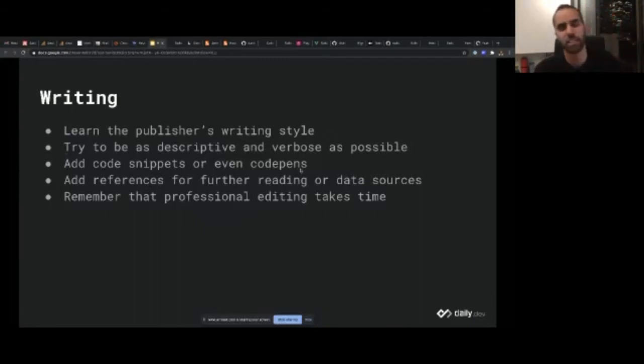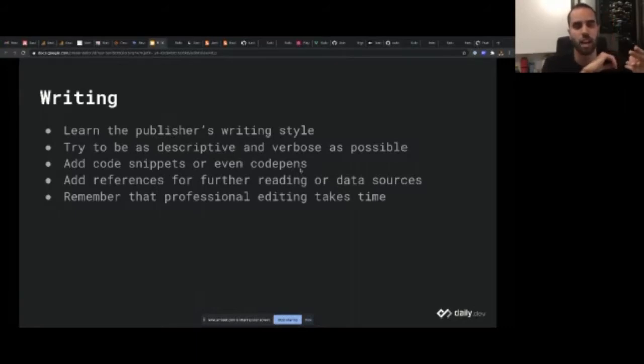So we pitched, the reviewer said we accepted, good for us, we can move on with writing. Before we start writing, we have to learn the writing style of the publisher, because every publisher has a different style of writing. Some prefer more hands-on articles with lots of code snippets. Some prefer to keep it more theoretical. So really try to understand and learn the publisher's behavior.